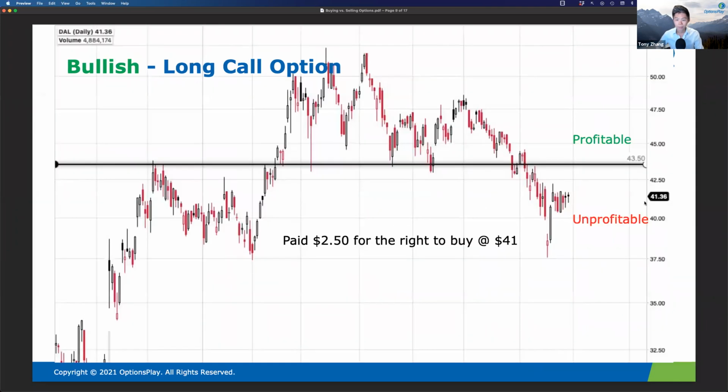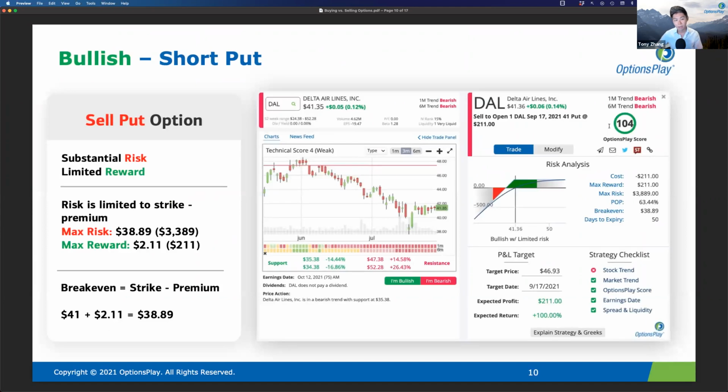Okay, so that's the thought process behind buying a call option. Limited risk in exchange for unlimited reward, but you need the stock to make a big move before that strategy is really worth your while. That's the drawback that you have with buying call options. So flip side, let's look at selling a put option, which is the other bullish strategy.